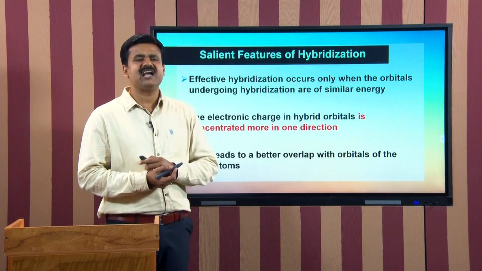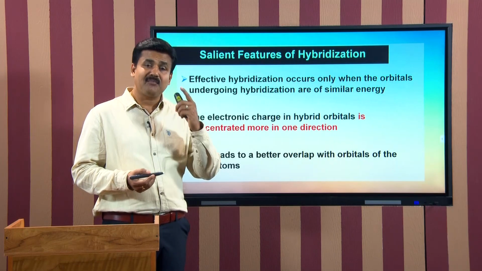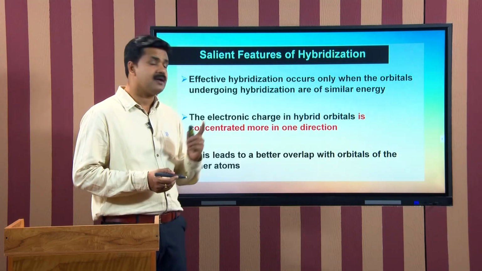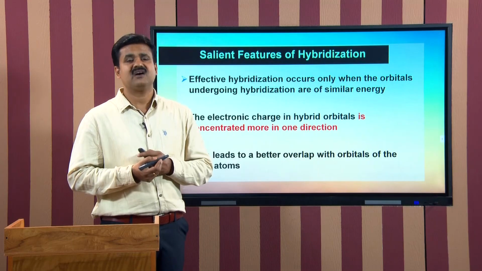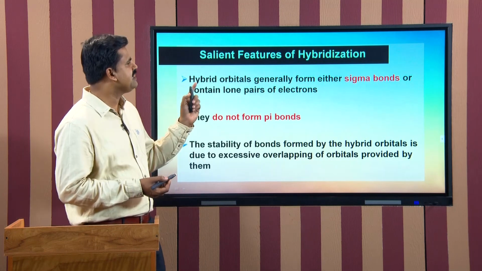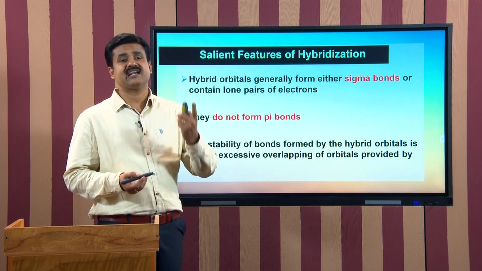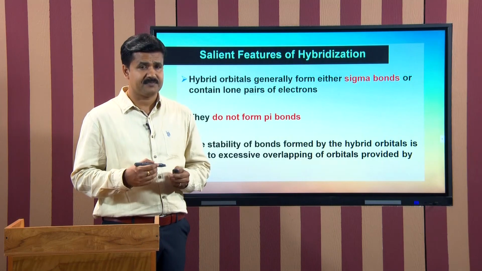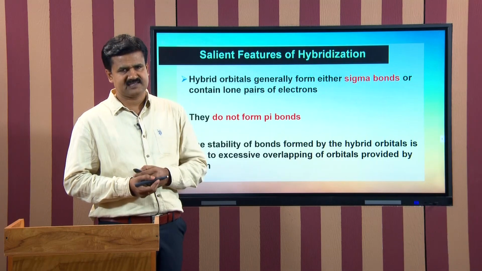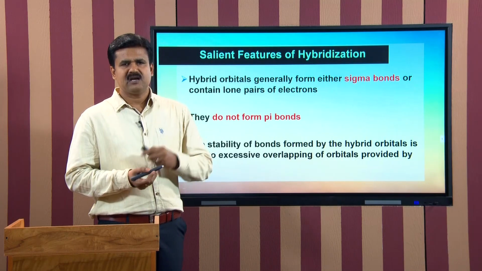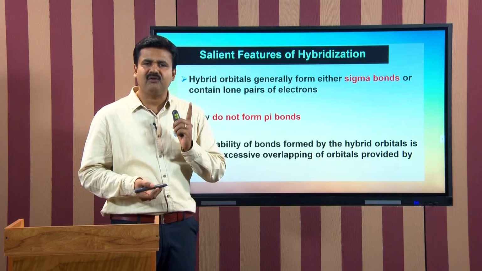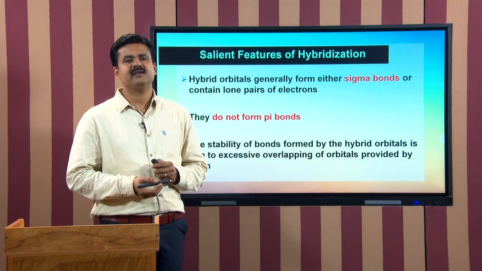The electronic charge in a hybrid orbital is concentrated more in one direction, and as a result, it leads to better overlap with the orbitals of other atoms. Hybrid orbitals generally form either sigma bonds or contain lone pairs of electrons. They will never form pi bonds. That is, hybridization will not lead to the formation of pi bonds. The stability of bonds formed by the hybrid orbitals is due to excessive overlapping of orbitals provided by them.